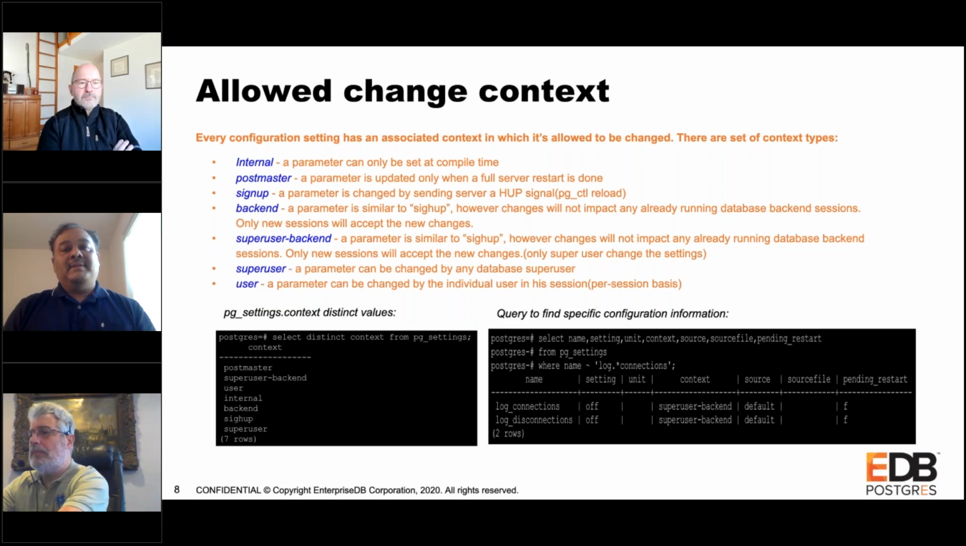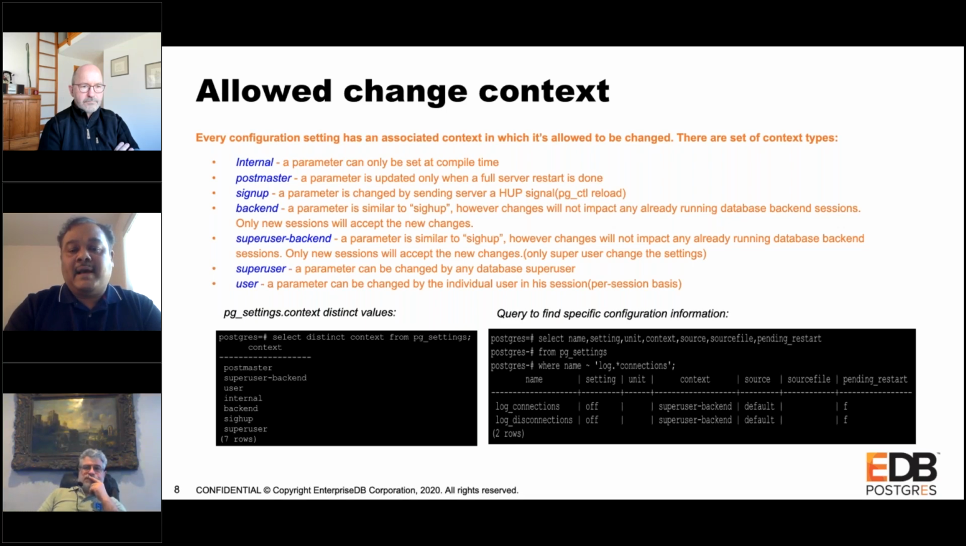Whether session-level changes are allowed or not, you can see by running a query called select distinct context from pg_settings. That way you will see what that parameter is. If you see at the right side of the slide, there is a query. I want to see log connection information. There you can easily make it out: okay, this setting is for superuser-backend.